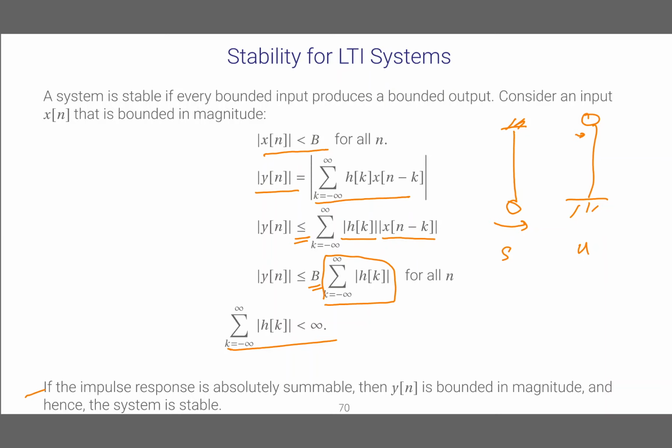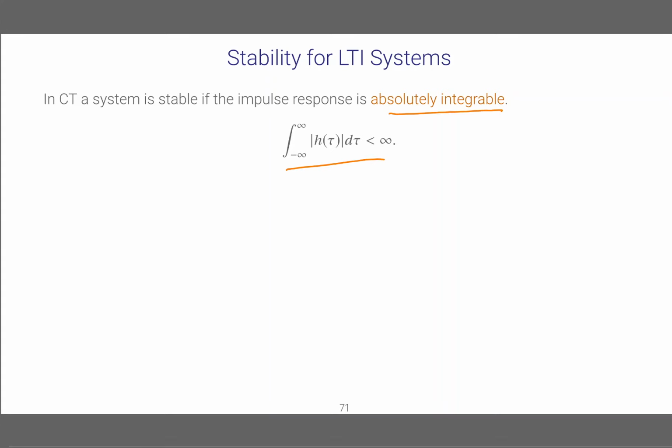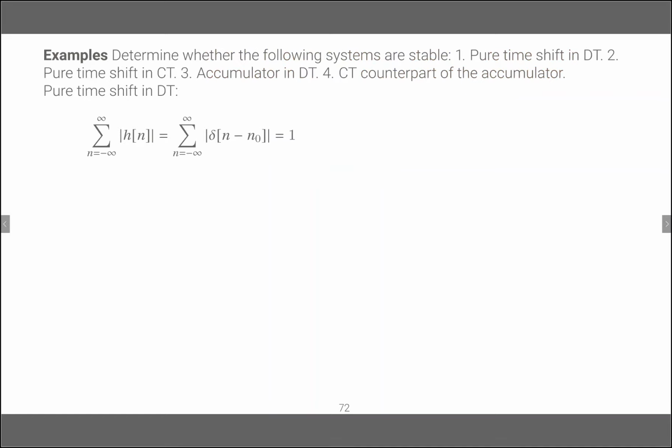So for a system to be stable, if it is a discrete-time system, the impulse response must be absolutely summable. Absolutely means we take the absolute value here. Similarly, in continuous time, a system is stable if the impulse response is absolutely integrable, as we show here. That means you take the absolute value and integrate, and the integral must be less than infinity. Okay, we can take examples.